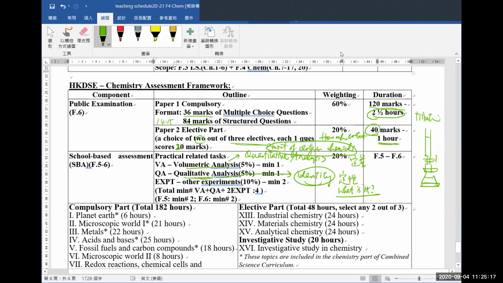important lab techniques that cover the chemistry curriculum. The remaining parts are just categorized as experiments. Altogether, in 2 years of DSE, you need to do at least a total of 4 experiments. So 1 VA, 1 QA, and 2 experiments, which will make you 20 marks.